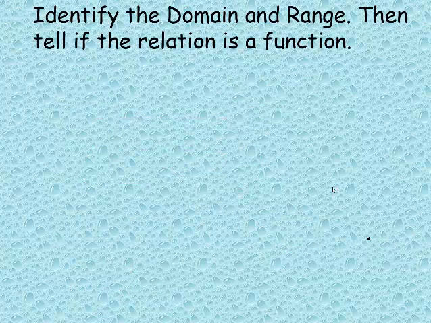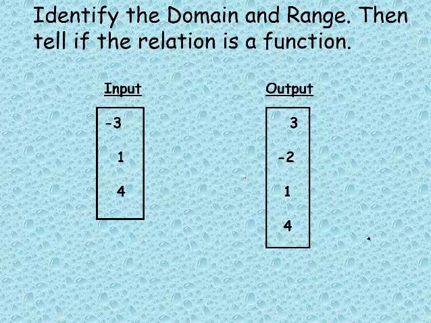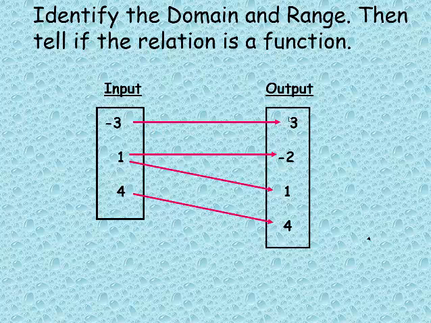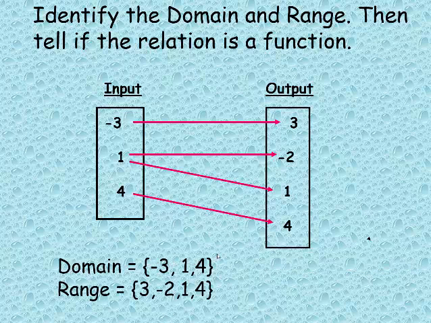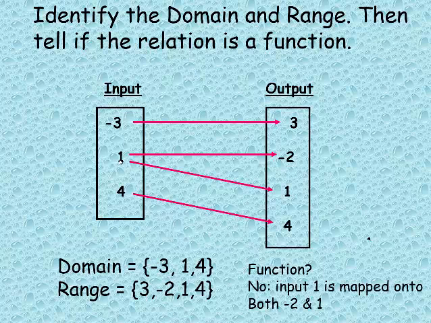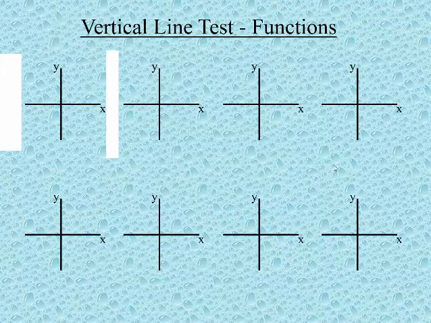All right, let's look at another one here. So I've got this input, and I'm mapping this way. All right, so -3 goes to 3, 1 goes to -2, 1 goes to 1, 4 goes to 4. So the domain, keeping that set notation, is the values of the inputs, so -3, 1, and 4. And the output here is 3, -2, 1, 4. So is this a function? No, because the input 1 is mapped to -2 and to 1.